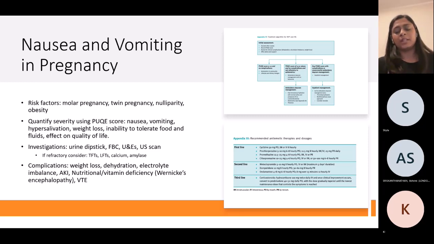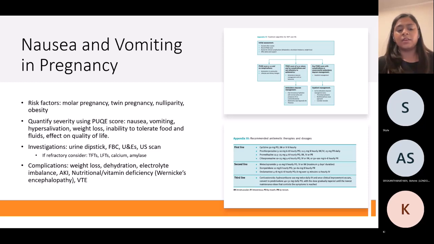So nausea and vomiting in pregnancy is quite common. It usually begins around the 4th to 7th week of pregnancy, and it peaks about the 9th to 16th week and resolves around the 16th to 20th week for most people. If nausea and vomiting starts after your first trimester or towards the end of your first trimester, then usually it suggests a different cause for the nausea and vomiting.